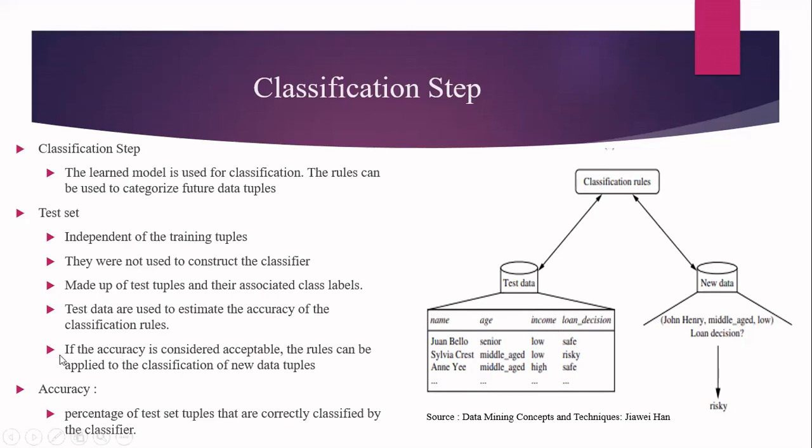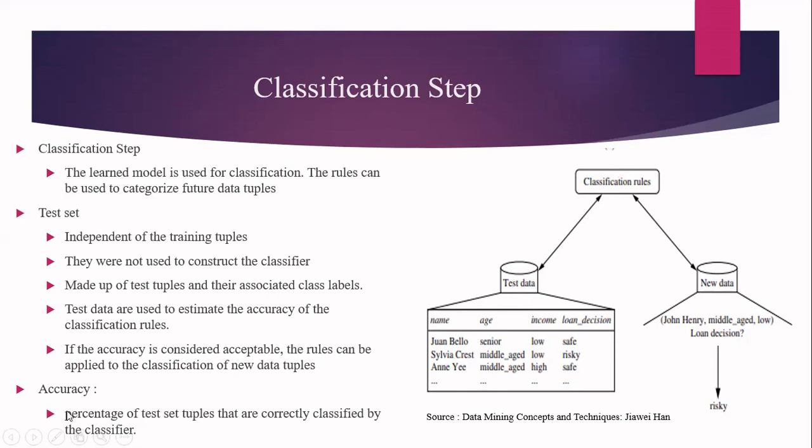After testing, if you find that the accuracy is acceptable, then the rules can be applied to the classification of new data tuples. That means once I get the accuracy as 90%, whatever new data I give, I can predict with the help of this model's training rules. Suppose your accuracy is only 20%, it means that the model is not good. It does not learn perfectly. So don't test any new data with the help of those models. You have to improve the accuracy of the model. That is the meaning of this.